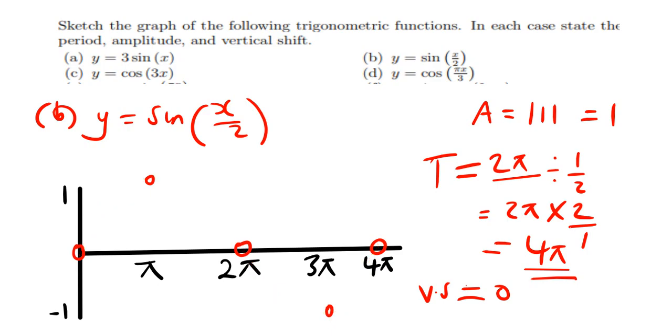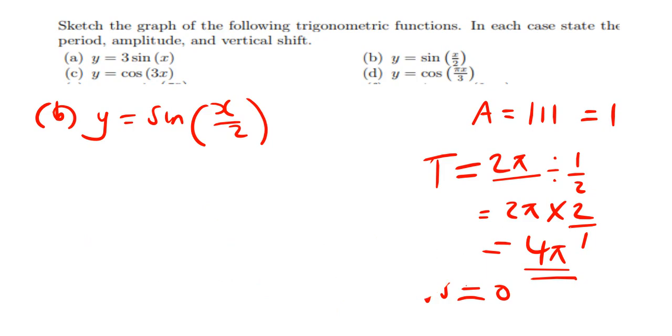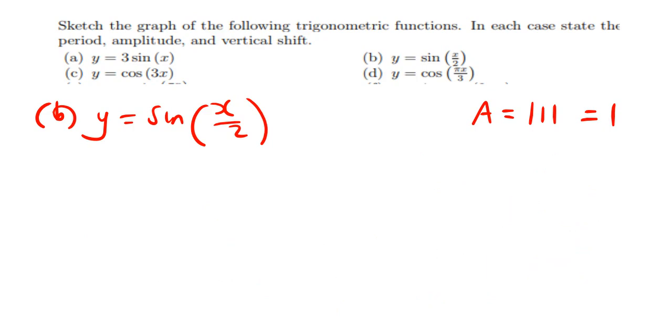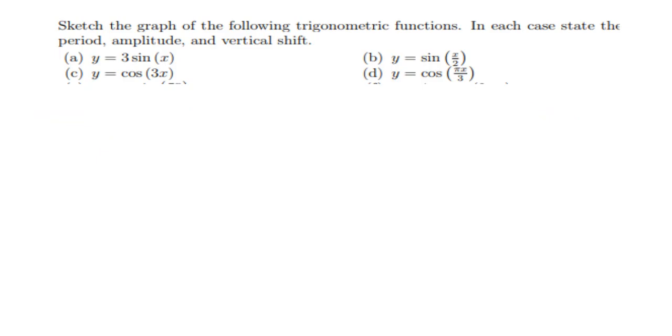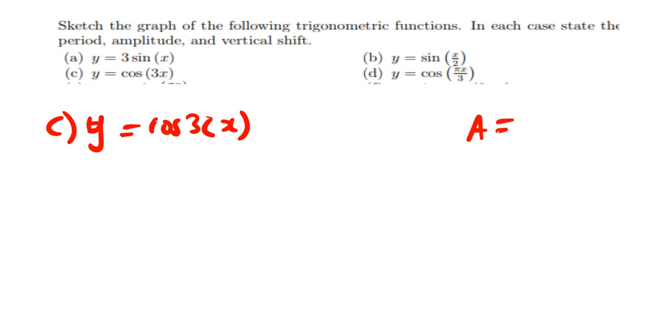So let's solve one on cos, the last one actually now. So we've got c. We're saying y is equal to cos 3x. So what will be our amplitude? Our amplitude, you're able to see, is just 1.